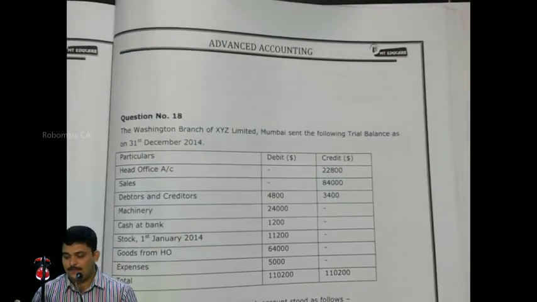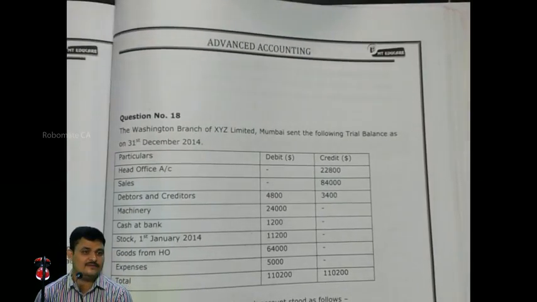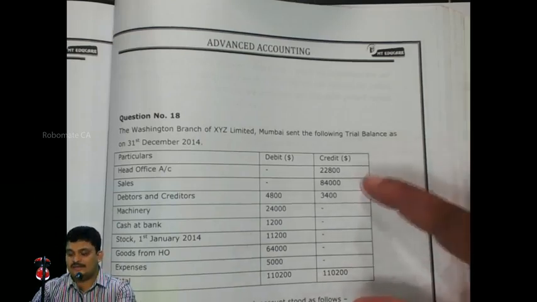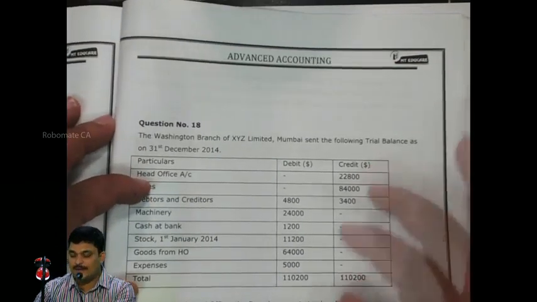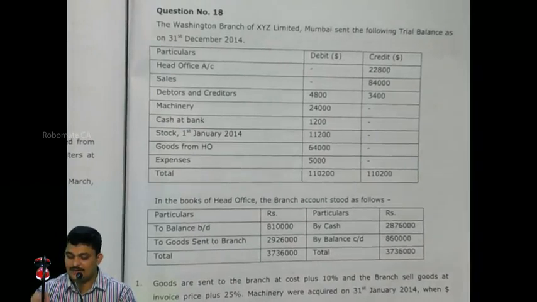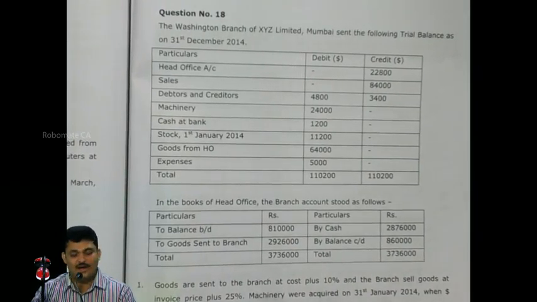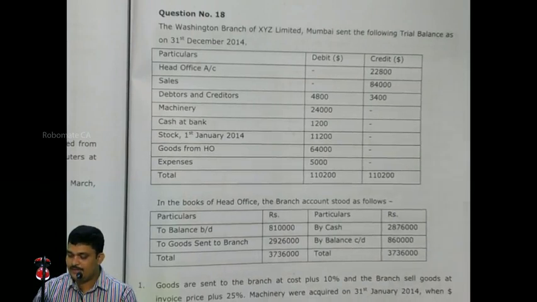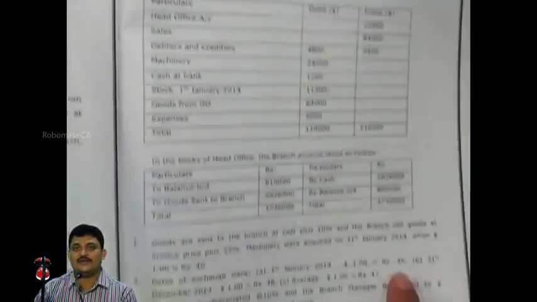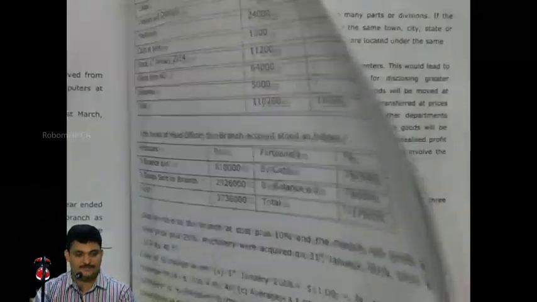There is a branch at Washington for XYZ Limited, which is located in Mumbai. The company is situated in Mumbai and there is a branch at Washington. They are providing the trial balance of the branch and the branch account in the books of head office. Then a few pieces of information have been conveyed, how the goods are sent, and they are also telling you various exchange rates as well as the exchange rate that was prevailing when the asset was purchased.